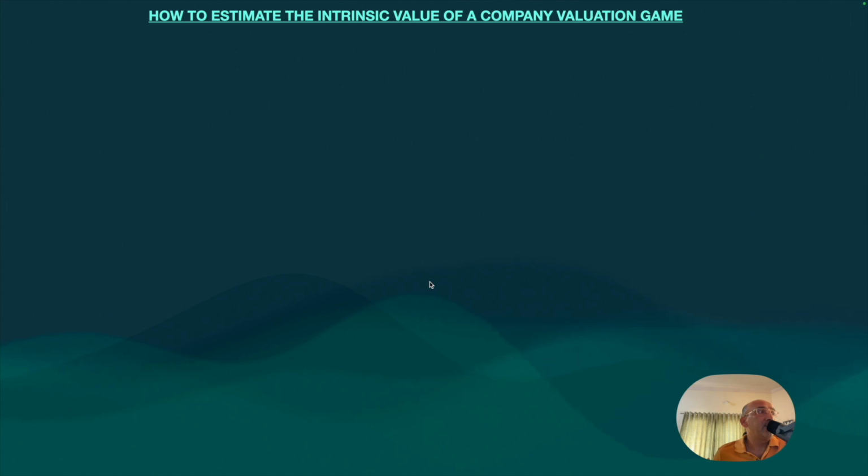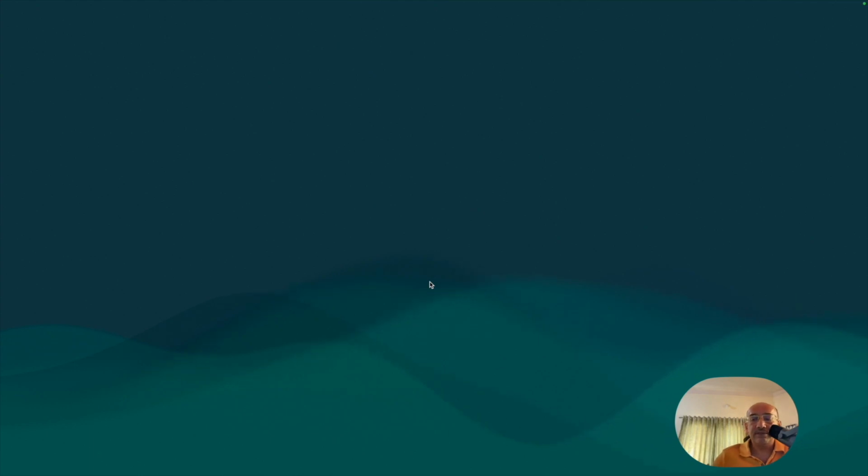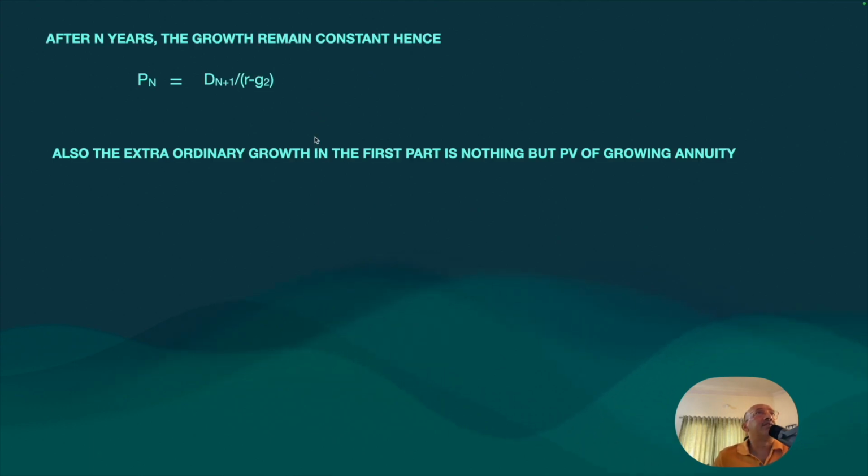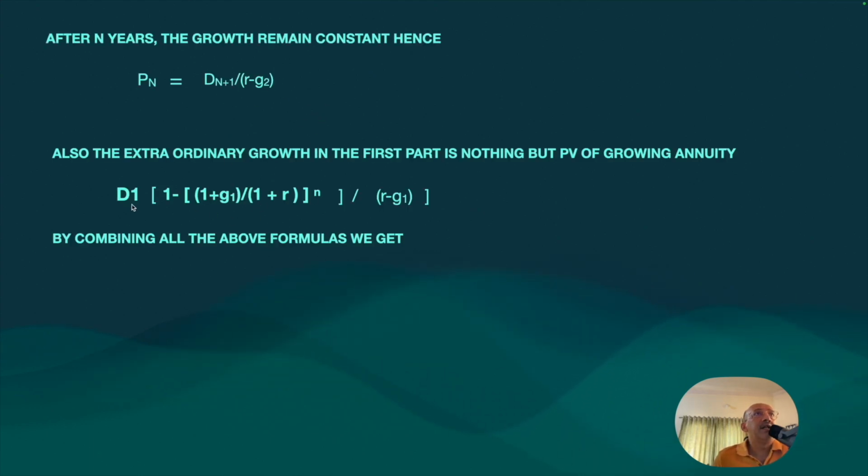So for that the formula is going to be d1 into 1 plus g1 divided by this formula. Okay, we'll go back. This one, d1 into 1 minus 1 plus g1 divided by 1 plus r whole to the power of n divided by r minus g1.